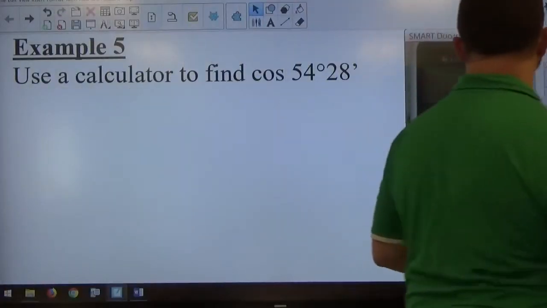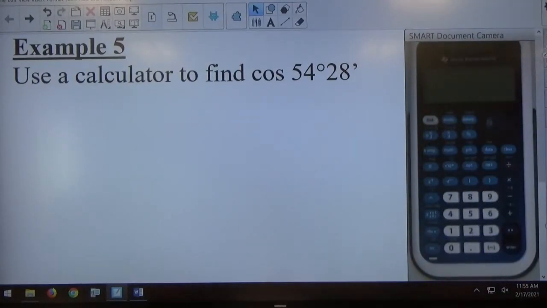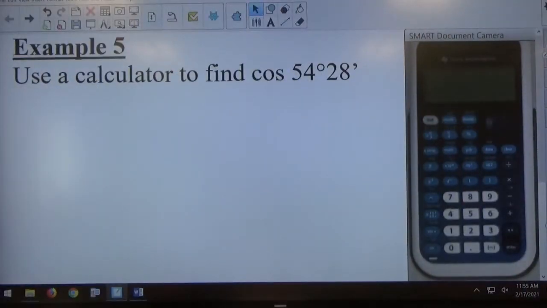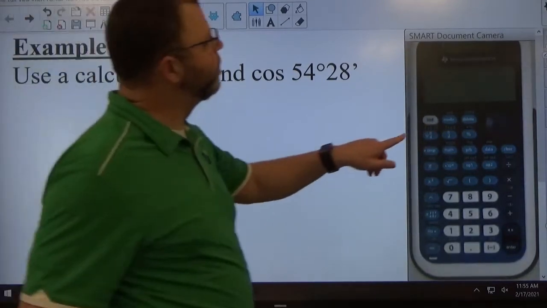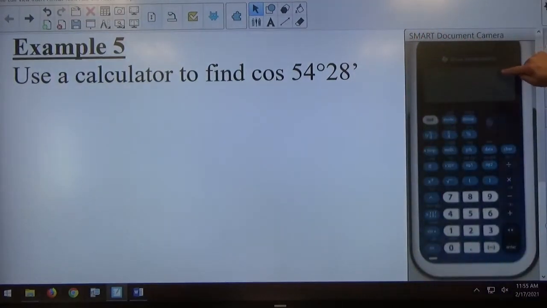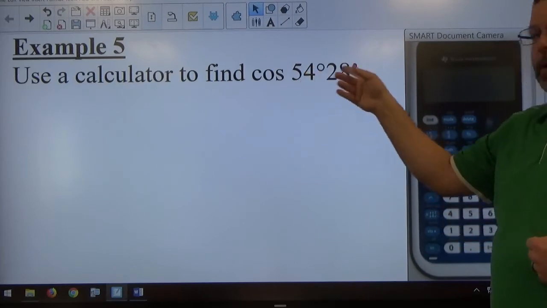First thing I want to bring to your attention is your calculator needs to be set to degrees. If you have your calculator turned on, you'll see in the top right corner it says DEG. It's kind of hard to see, but it's right there on your screen. You want to make sure you're in degrees if we're working with degrees.